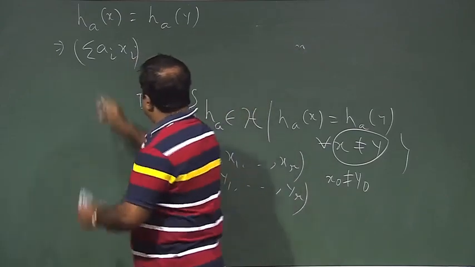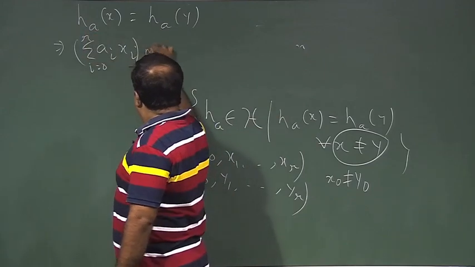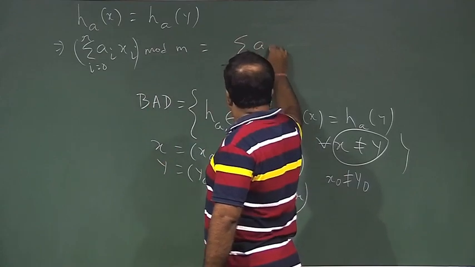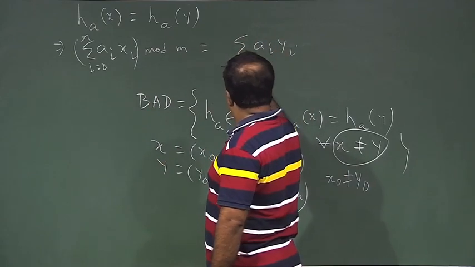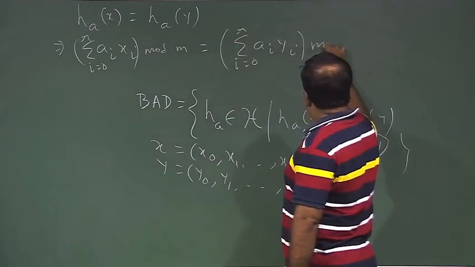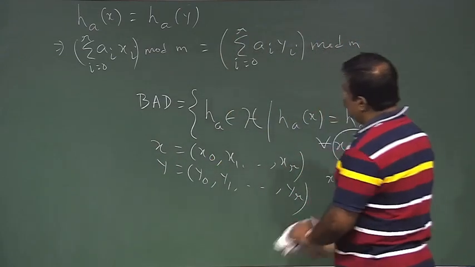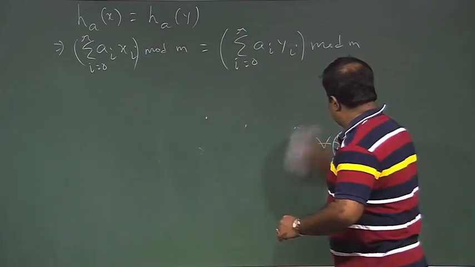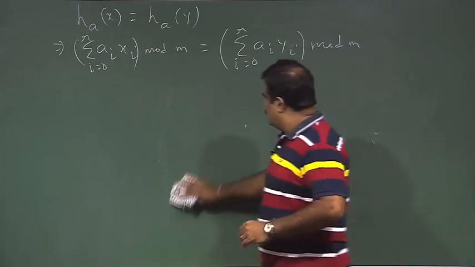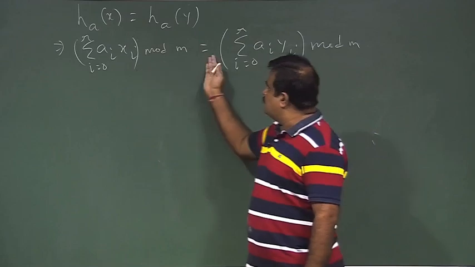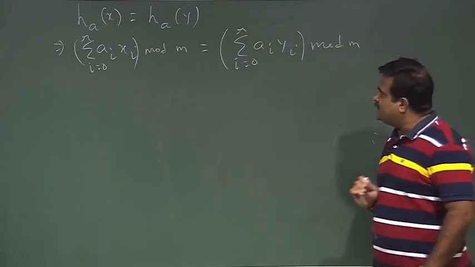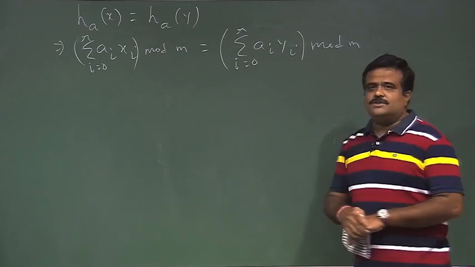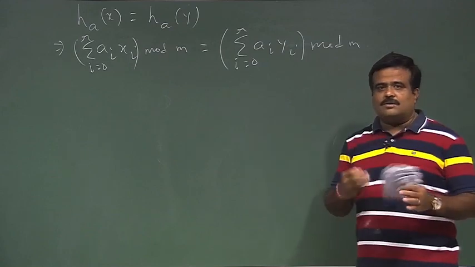So this means summation of a i x i, i from 0 to r, mod m, is equal to summation of a i y i, 0 to r, mod m. Okay. So now this is the scenario. These two expressions are equal under mod m. So once we have two expressions equal under mod m, we can say these two are under the congruence relation.